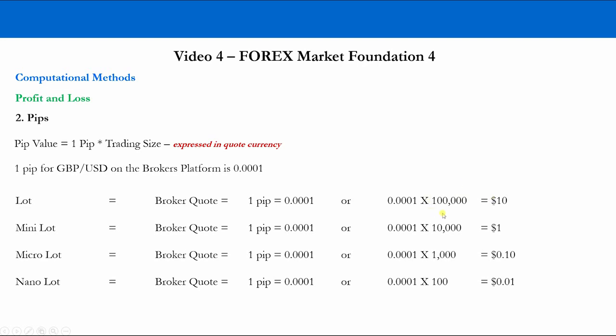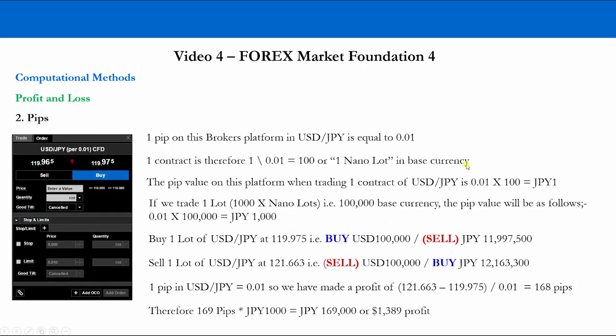So here, 1 lot is 100,000, a mini lot is 10,000, micro and nano, and you get your pip values expressed in quote currency here. So you can apply that table across all trading platforms. Now let's have a look at another example. We're going to look at a smaller one using pips.